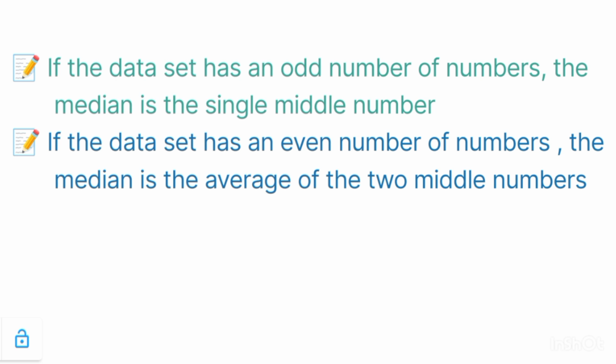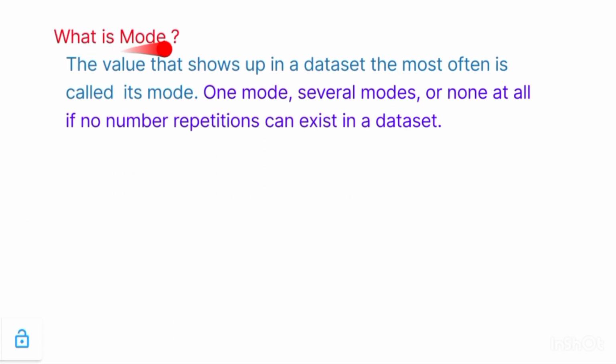Right? Now let us understand what is mode of the data set. So what is the mode of the data set? If we are given a data set and a number in that data set occurs most often compared to other numbers, then that number is the mode of that data set. So there can be one mode, there can be several modes, or there can be no mode at all depending on the repetitions in the data set. So let's take an example to make it clear.